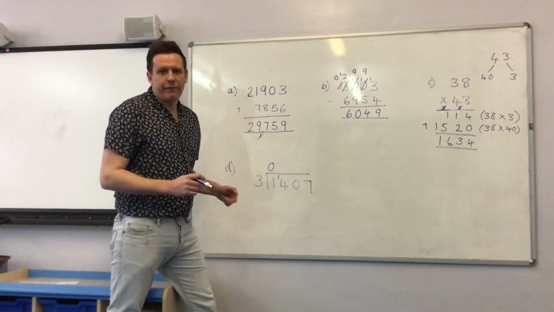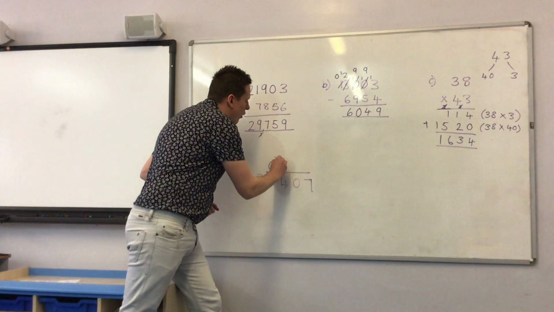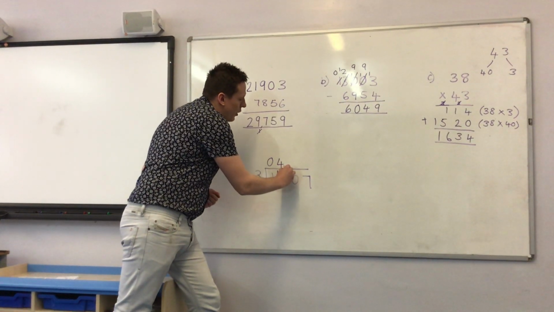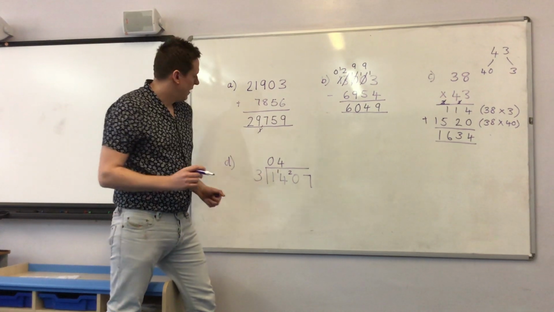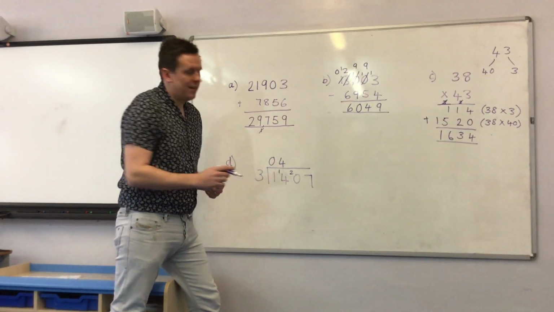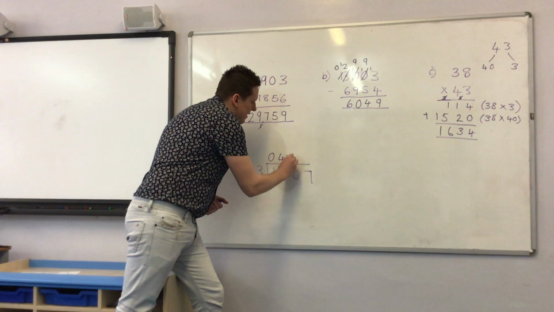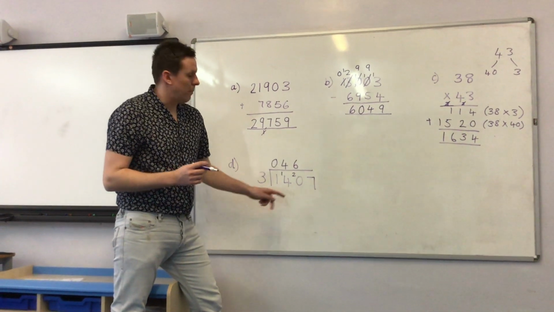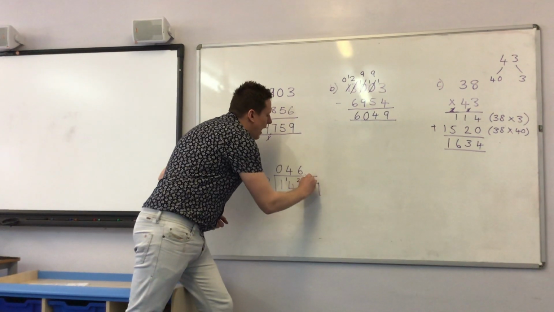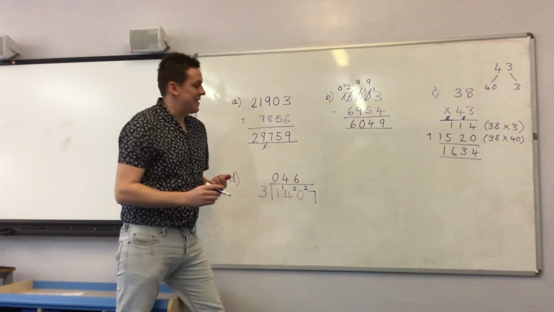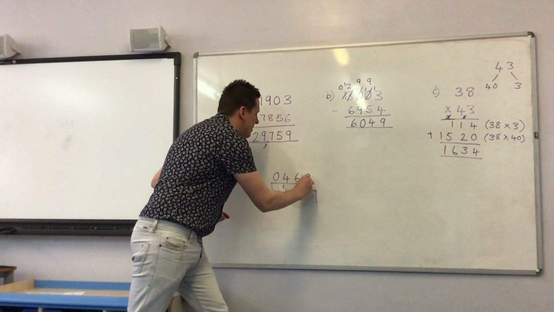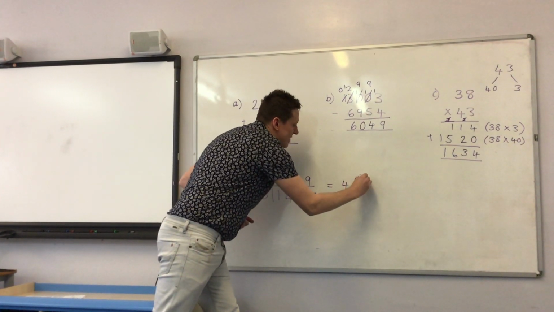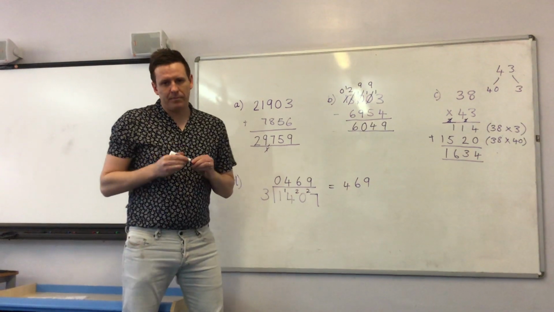How many 3's go into 14? That would be 4 3's, which are 12. I've got 14, so I've got a remainder of 2. How many 3's go into 20? It is, of course, 6. 6 3's are 18. And again, I've got a remainder of 2 because I've got 20. How many 3's go into 27? It is, of course, 9. So in this example, they would get £469 each.